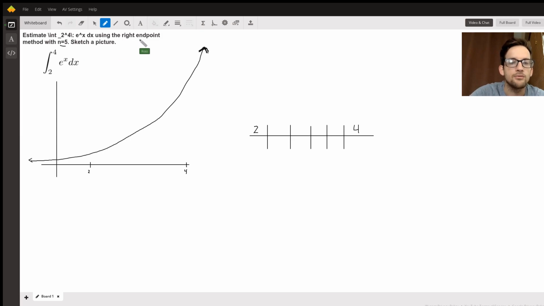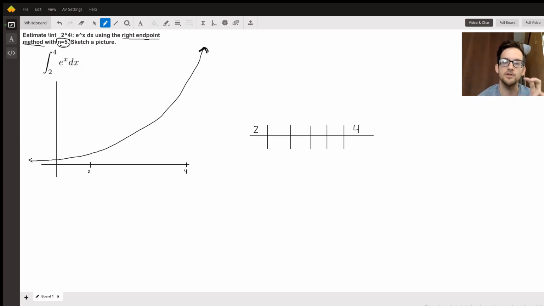And then you're talking about a right endpoint method. This is another name for right-hand Riemann sum is how I usually think about it. And you also have n equals 5, and just keep in mind that n is the number of sub-intervals we want to divide this thing up into. So I'm actually going to start with the last part first.